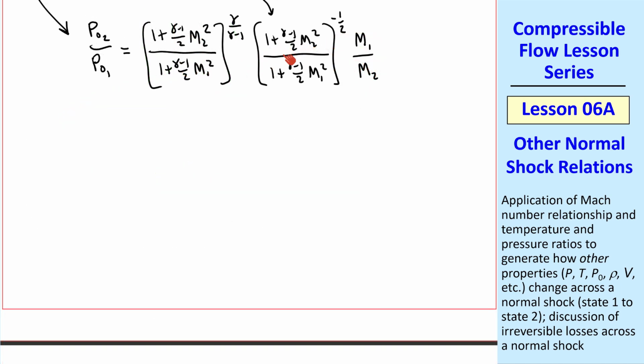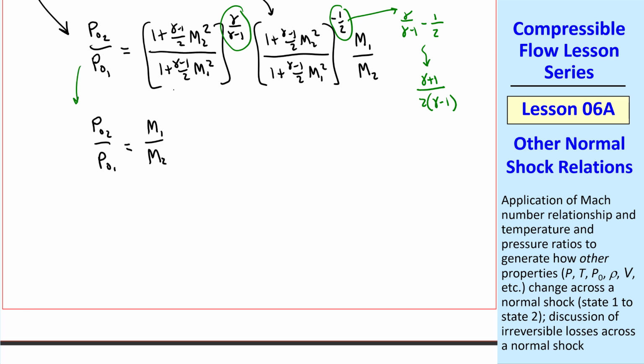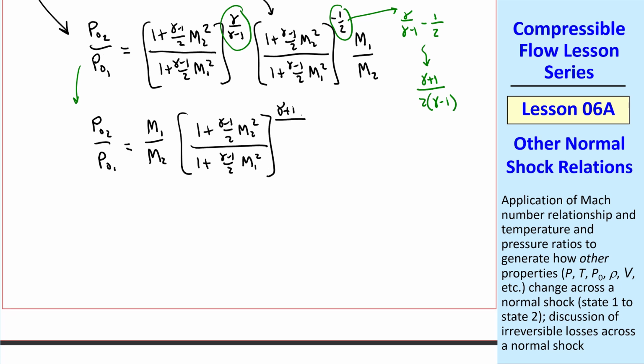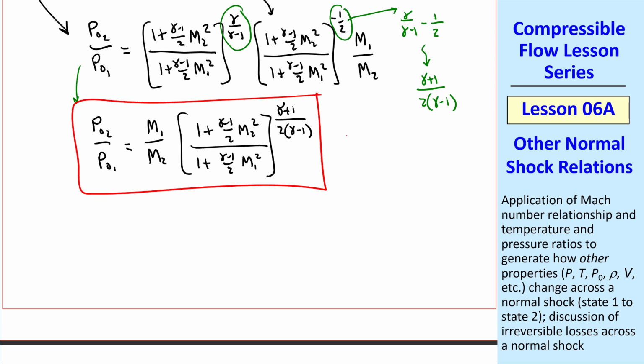And since these are the same, we can combine these exponents. Gamma over gamma minus 1 minus 1/2 can be simplified to gamma plus 1 over 2 gamma minus 1. So p02 over p01 is M1 over M2 times our expression in square brackets to the exponent gamma plus 1 over 2 gamma minus 1. This I'll call equation 8, which is a nice simple result, although it contains both M1 and M2.